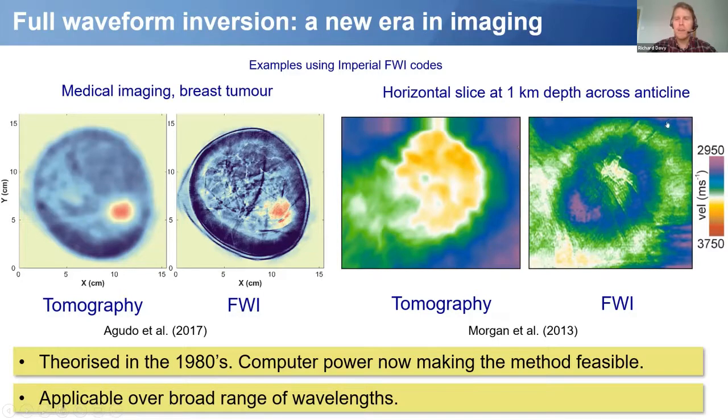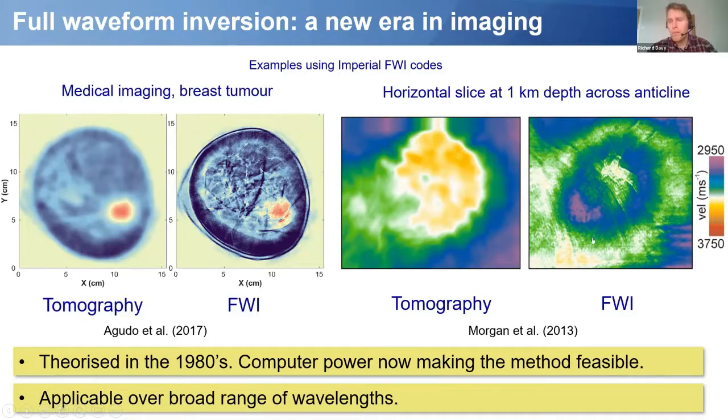Here we can see a depth slice through an anticline of the Barents Sea. And on the left, we have a travel time tomography image where the resolution is obviously very low. We can't make out any clear structure. It's just a very generic seismic velocity model.